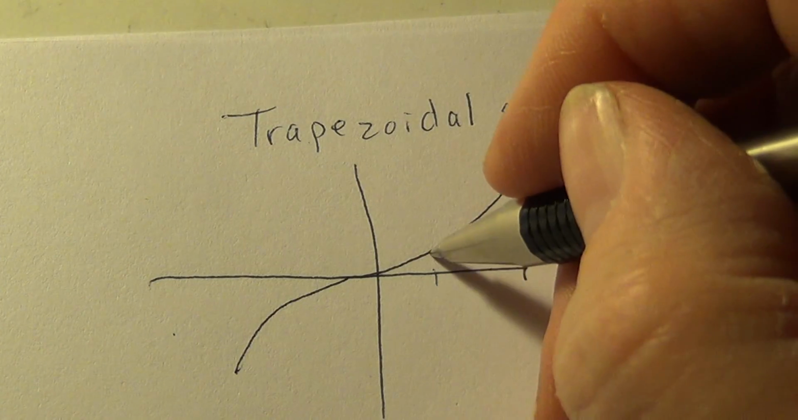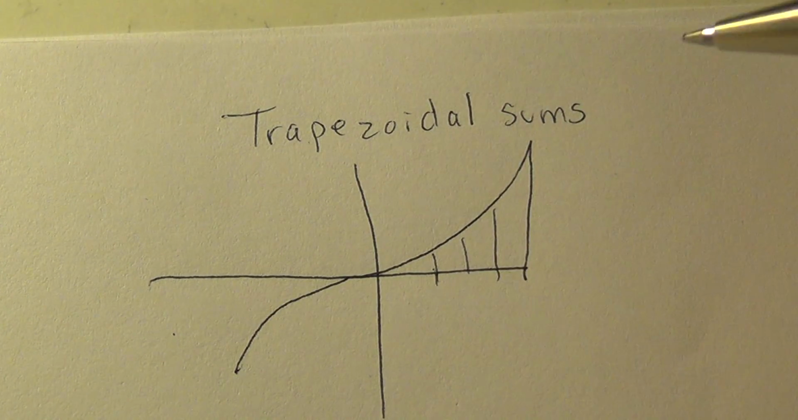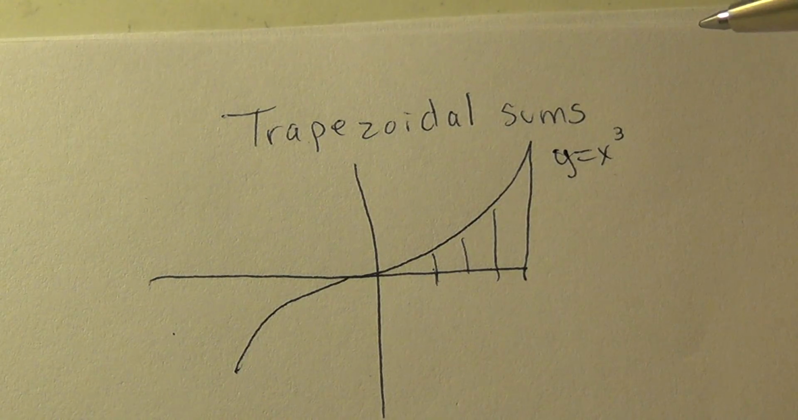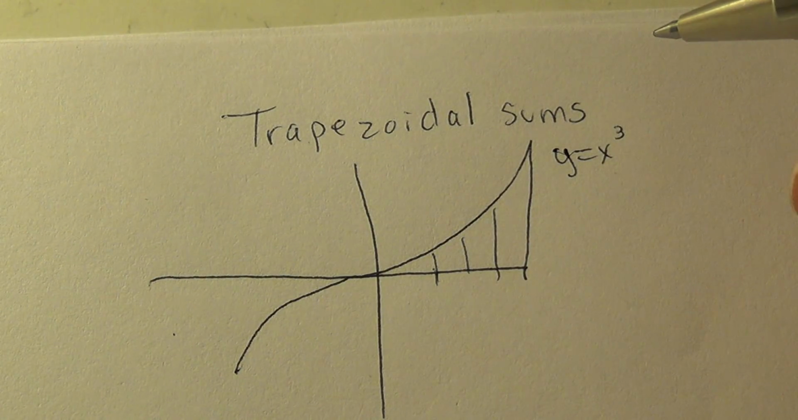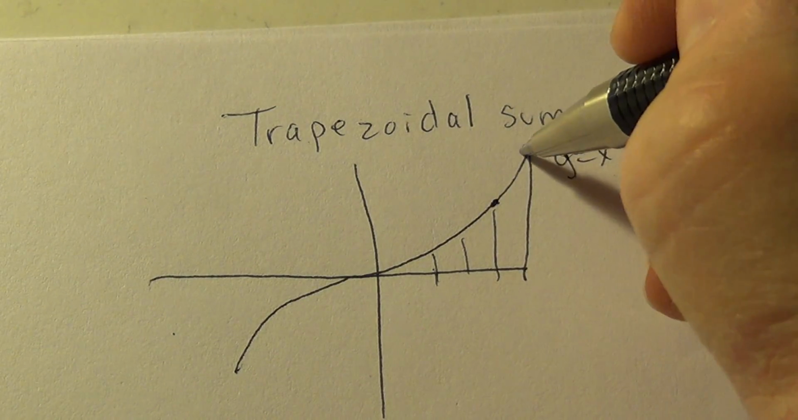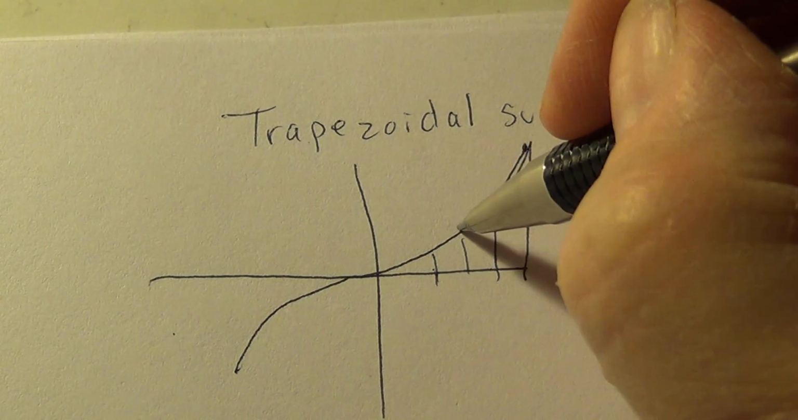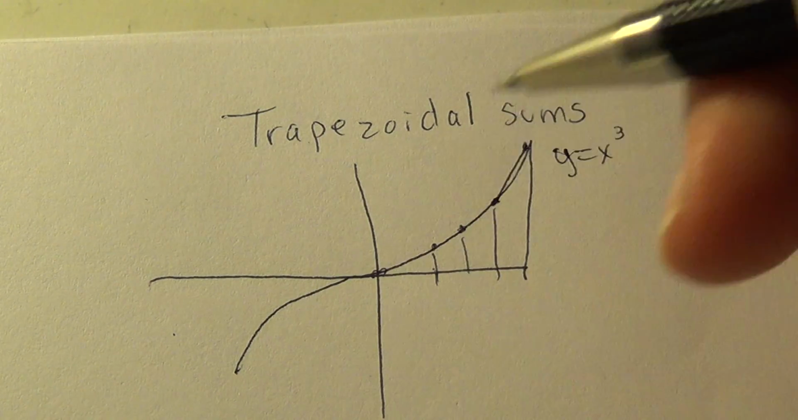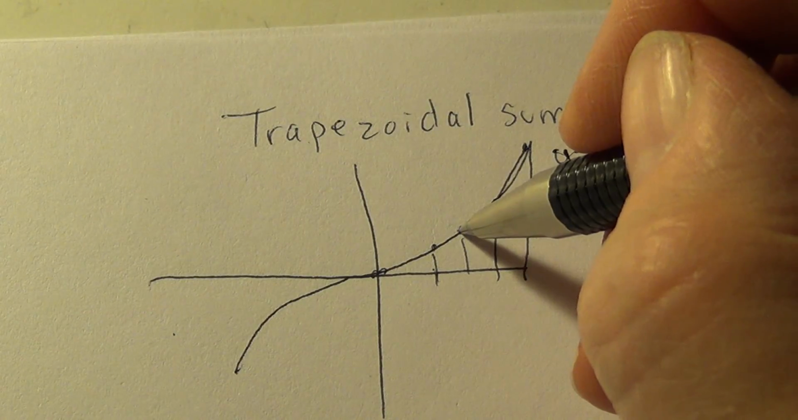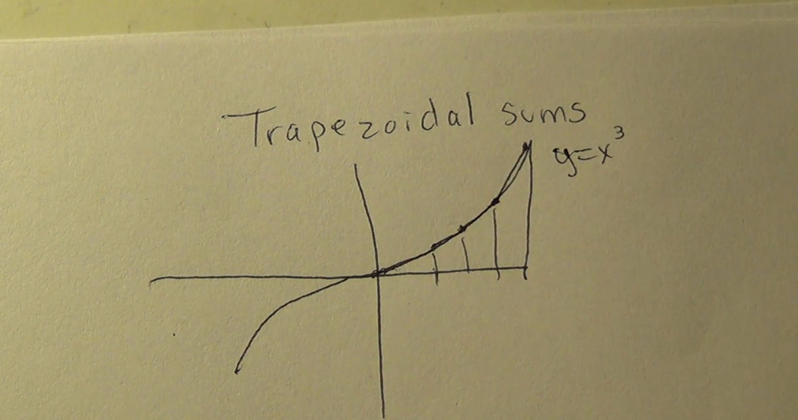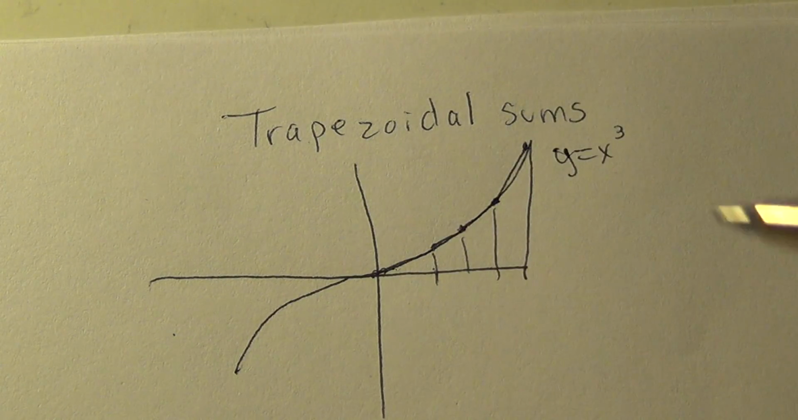And for subintervals, it's y equals x cubed. The area under the curve approximating with trapezoids. So I'm going to create a dot where my subintervals meet the curve, and from those points, I'm going to create trapezoids. Except for this one really is a rectangle. Triangle.